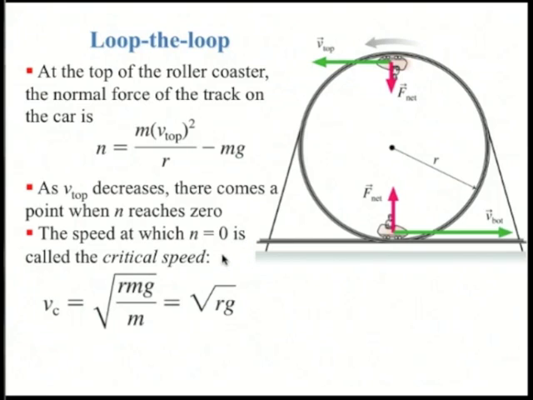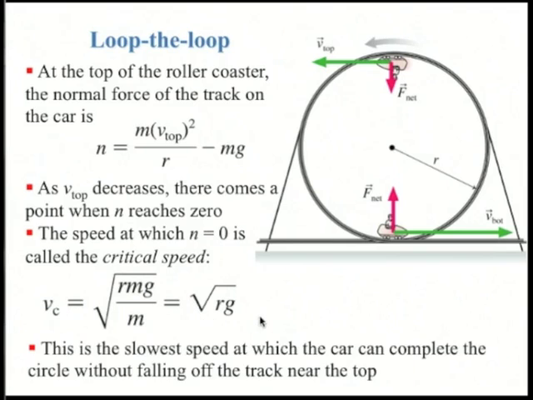You can solve for this critical speed, v sub c, when n equals 0. You get the square root of r times m times g divided by m, where the masses cancel, so you get the square root of r times g. This is the slowest speed at which the car can complete the circle without falling off the track near the top of the loop.